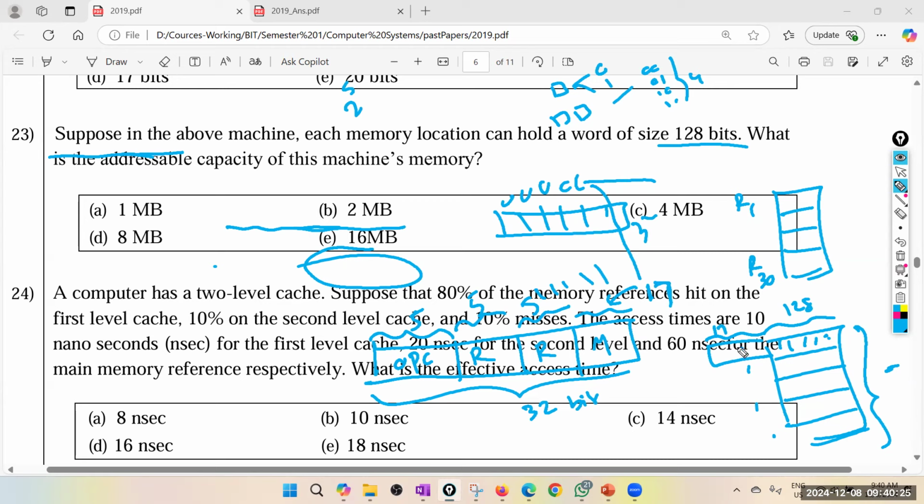So if you have only 17 bits for the memory address, how many memory addresses can we create? That is why the question says addressable capacity. So if your memory address is 17 bit, how many bit patterns can you create? Binary bit patterns, 2 to the power 17 bit patterns you can create. That's it. That is 17 zeros to 17 ones. And the question says each location you can keep 128 bits. 128 bits means in bytes.